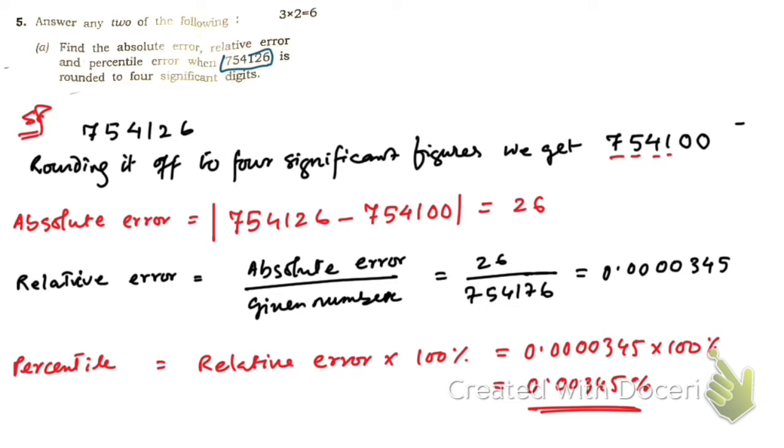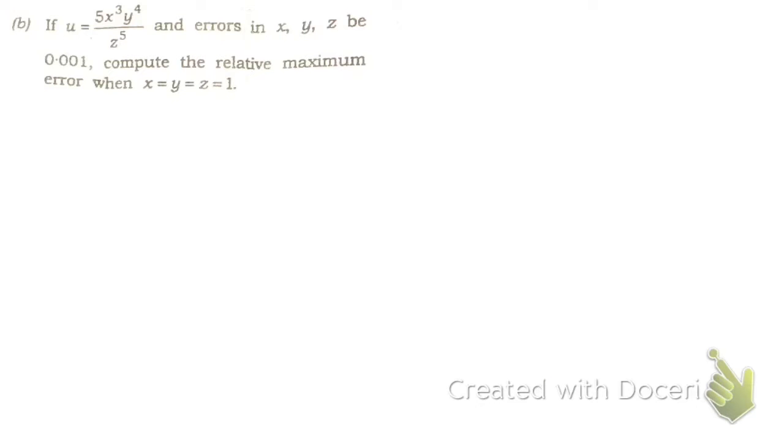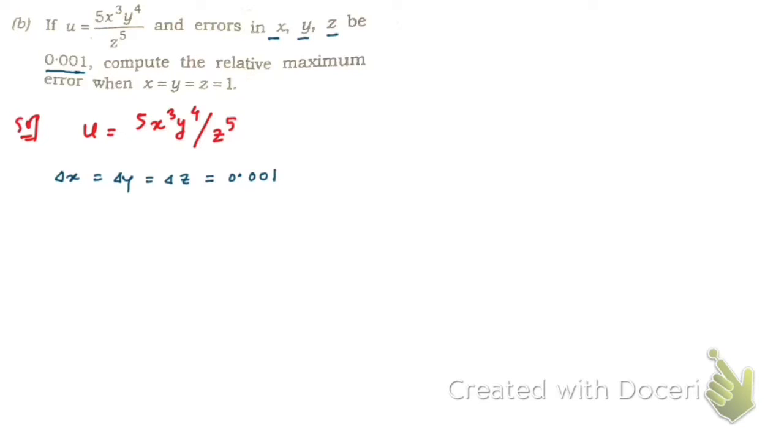So now let's go to the next question. So here you can see, this is given: u is equal to 5x cube y to the power 4 divided by z to the power 5. And now error in x, y and z is given 0.001. That means error in x means del x, error in y means del y, and error in z means del z is equal to 0.001. Also given x equal to y is equal to z is equal to 1. So we need to compute relative maximum error when these are equal to 1.